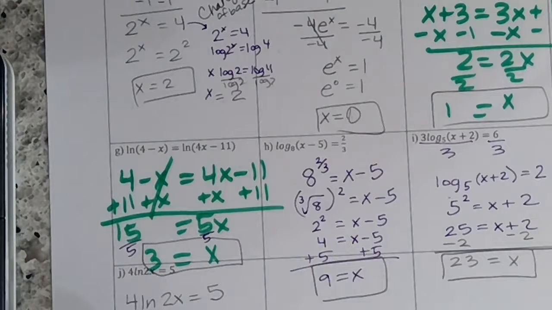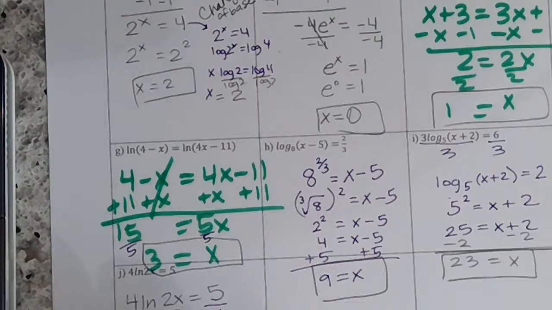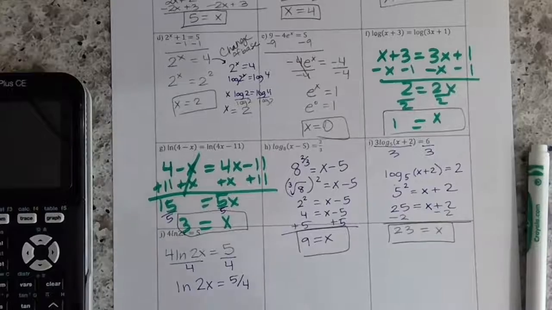All right, you can either divide by 4 or bring it back up. This is an ugly problem. Let's see. Let's go ahead and divide by 4 here. So this is now going to be natural log 2x equals 5/4. I'm going to change it from logarithmic to exponential.